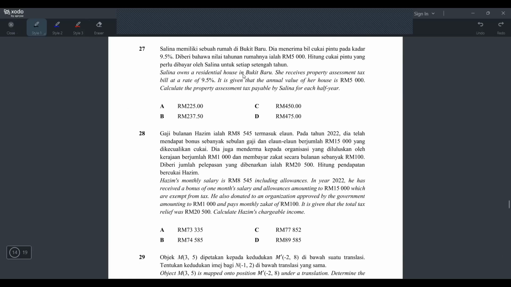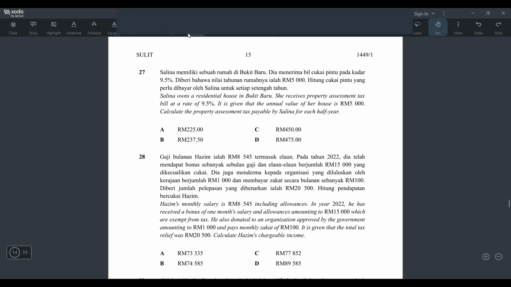Salina owns a residential house in Bukit Baru. Should receive property assessment tax. Okay, I want to tell you what I noticed. From doing so many trial papers, they really like to ask this one, assessment tax, the cukai pintu. They ask a lot already. So you really need to make sure you know how to calculate cukai pintu.